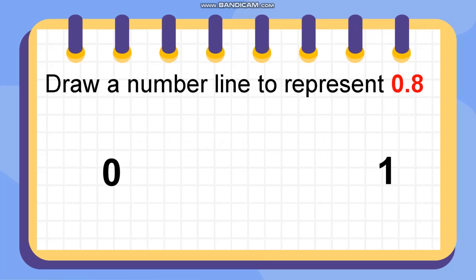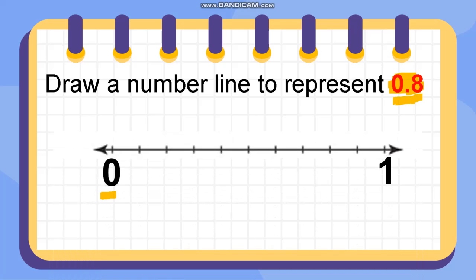Another one: draw a number line to represent 8/10. So how are we going to make that one? As you can see, 8 tenths is less than 1. That's why I need to start with 0 and end with 1. Then I will divide the number line into 10 parts. This is 1, 2, 3, 4, 5, 6, 7, 8, 9, and this is the 10th one.